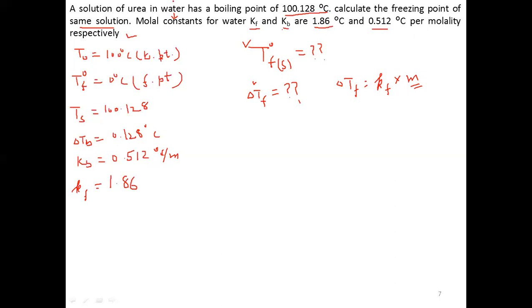1.86 degrees Celsius. Units are same as KB, so it has same units. So if we know the molality of solution, we can calculate delta TF. If we know delta TF, we can calculate the freezing point of solution. Now we can calculate molality from that because the same solution has a boiling point 100.128.